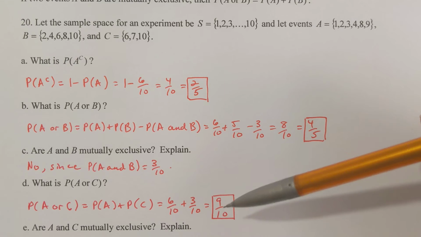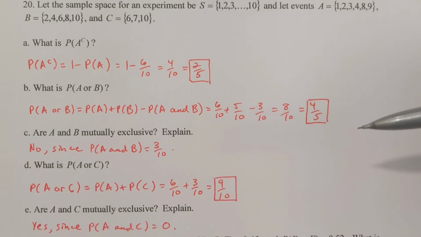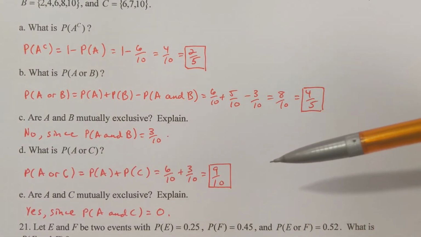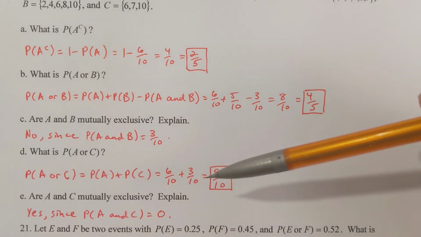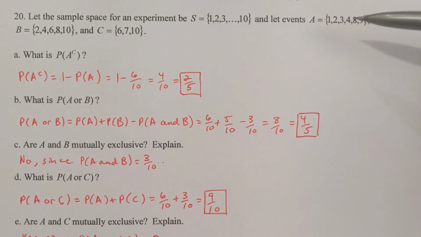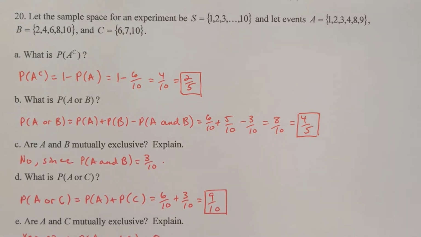Add the numerators there. 9 divided by 10 would be the probability of A or C. Are A and C mutually exclusive? Well, yeah, they are, because there are no events in both A and C. So they would be disjoint.